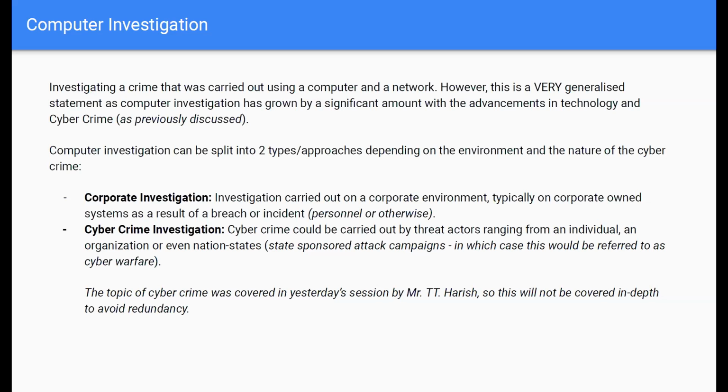I'm not going to cover cybercrime in detail. I looked at the schedule, saw that Mr. Harish had covered cybercrime as part of yesterday's session, I believe session 2. So I'm not going to cover that too much in depth. So with that, I will move on to the next one.